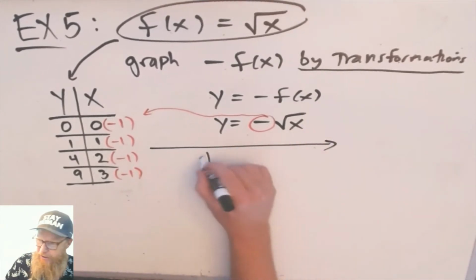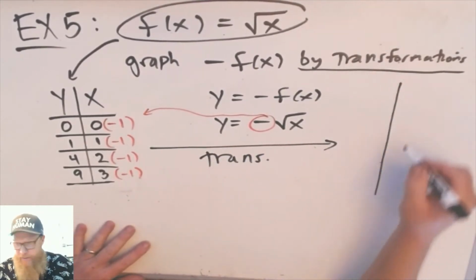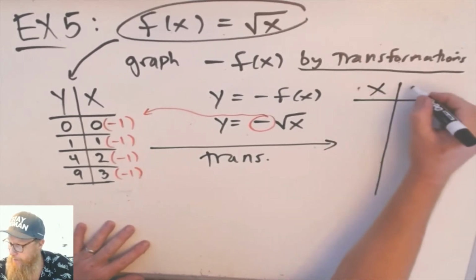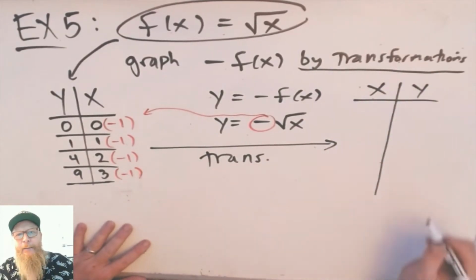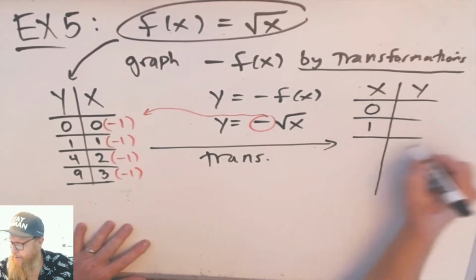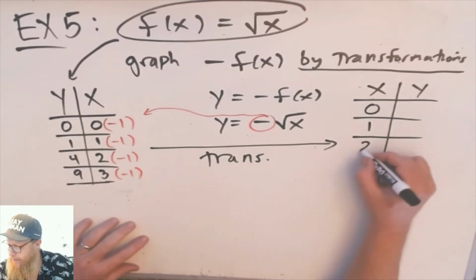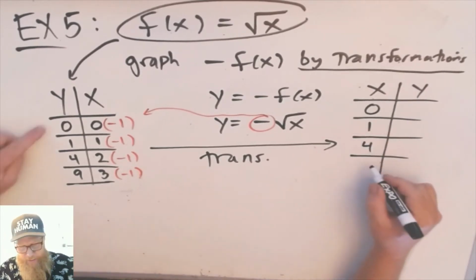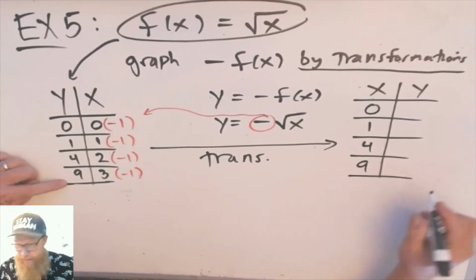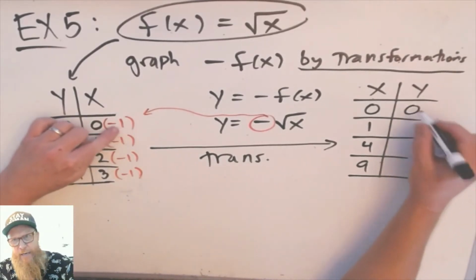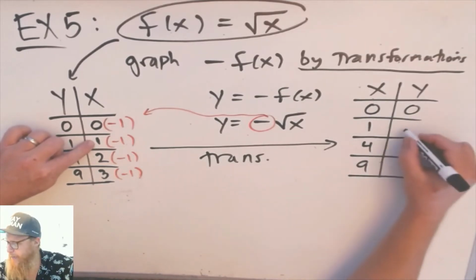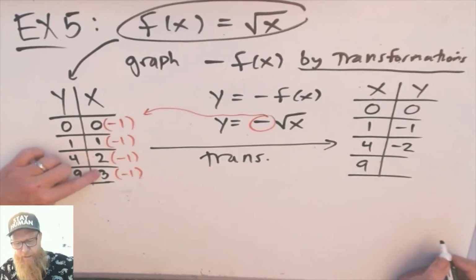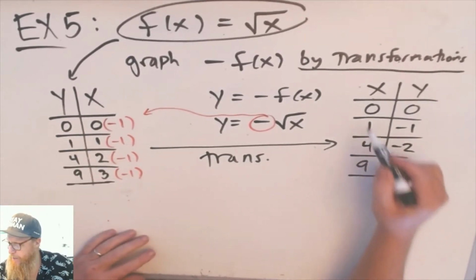All right, I'm going to call this the transformation mathematical highway. I almost put my y on the wrong side, x and y. All right, it affected the y values. I'm looking at the wrong values. So don't change your x's. Change all the y's. 0 times -1 is still 0. 1 times -1 is -1. 2 times -1 is -2. 3 times -1 is -3.